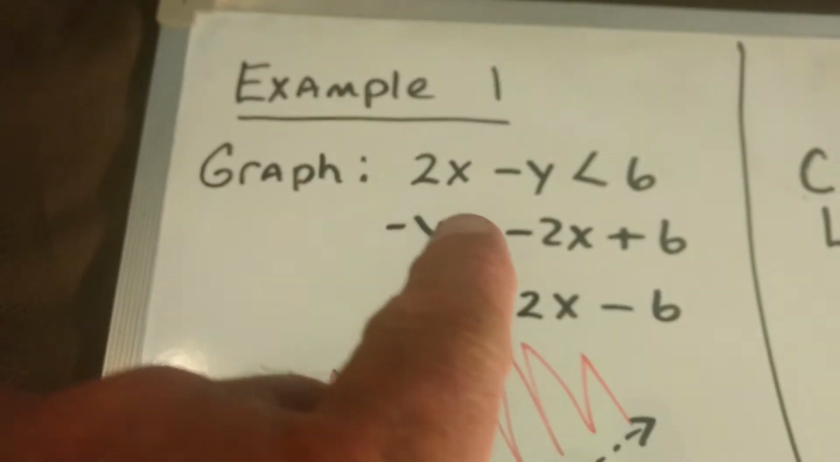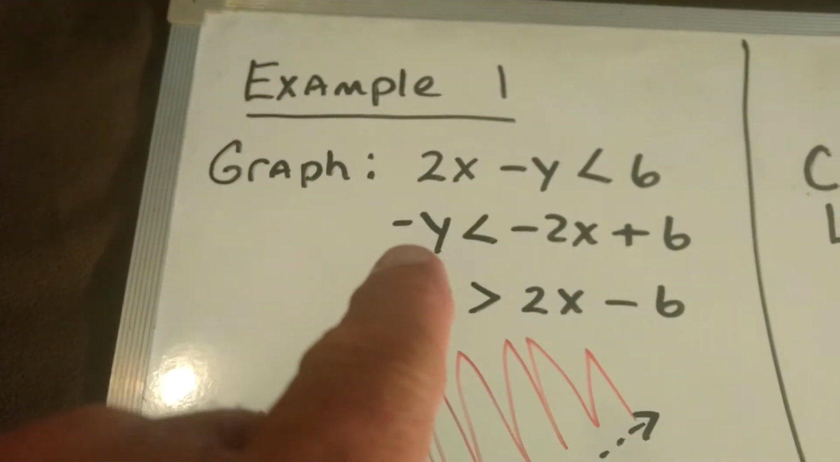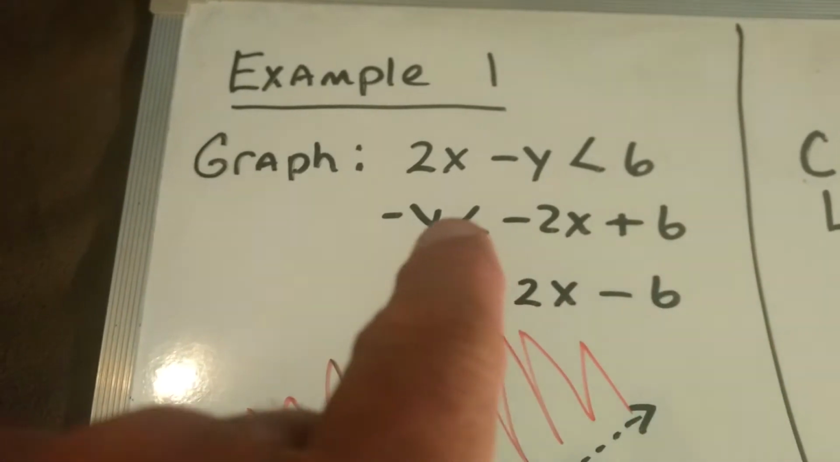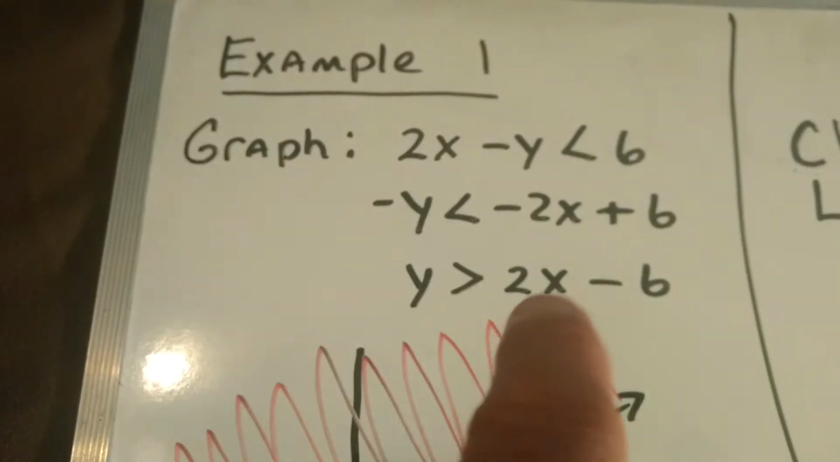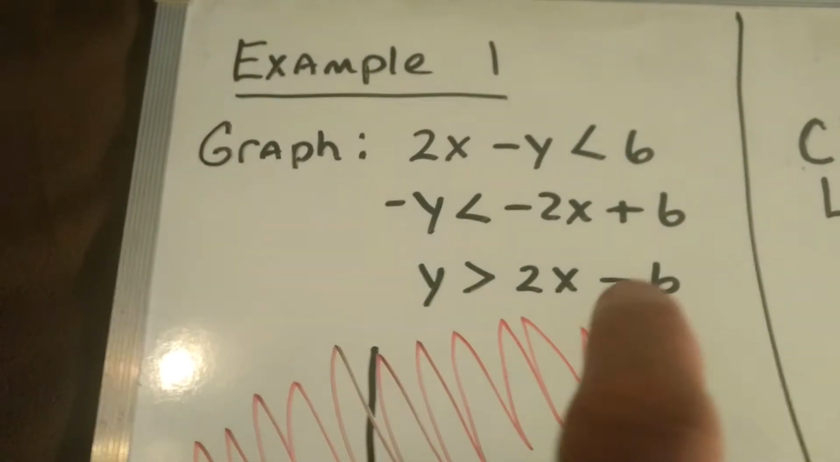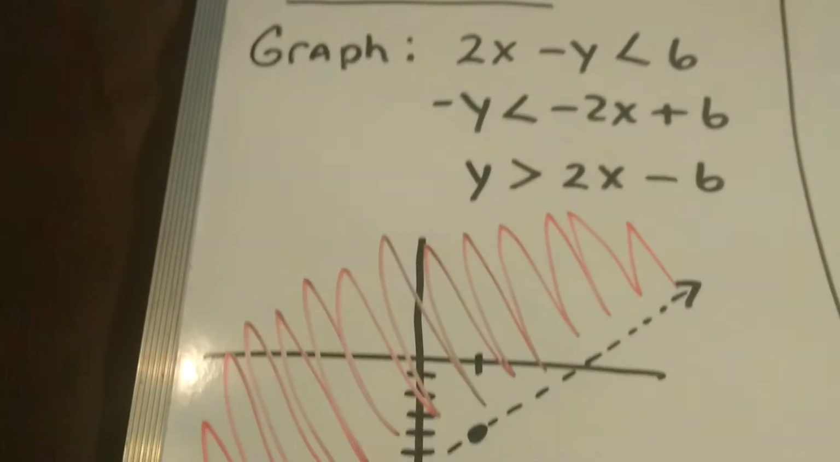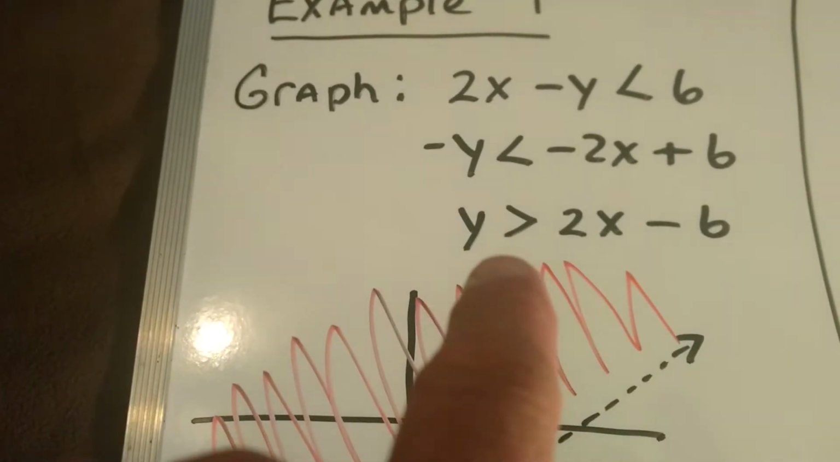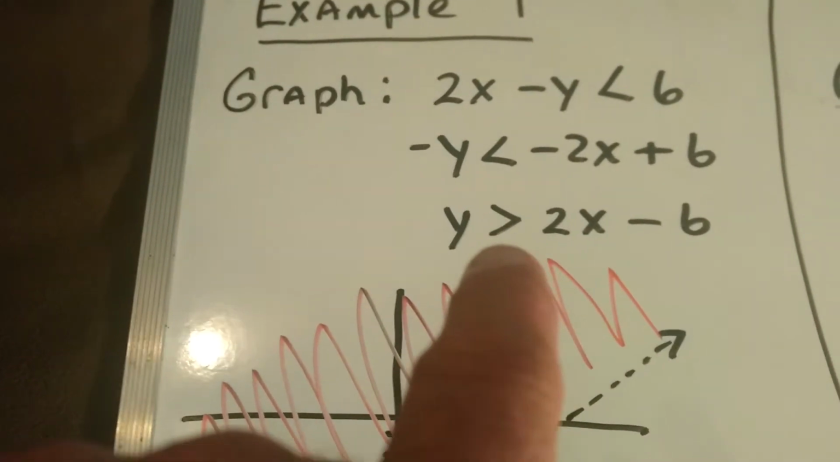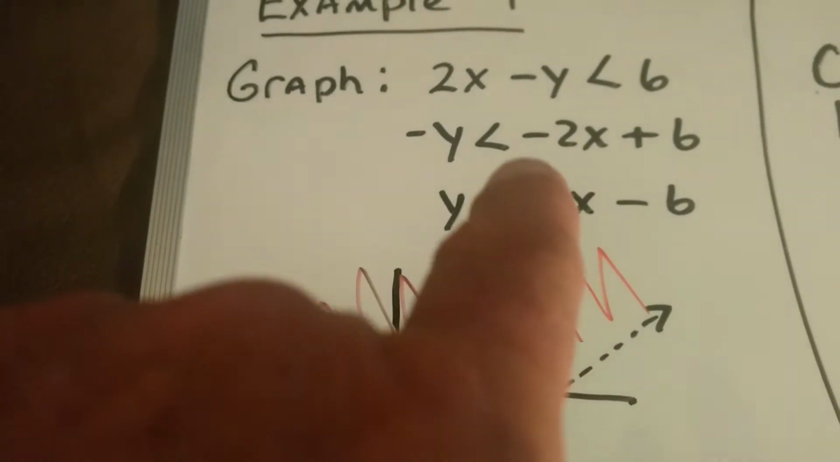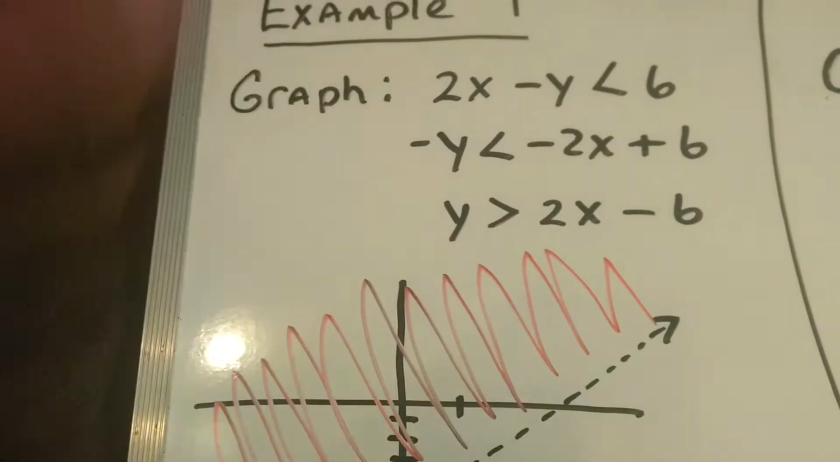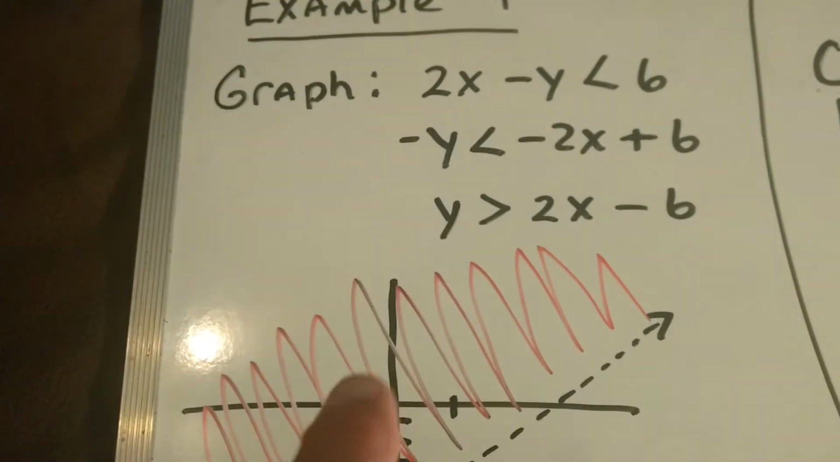So the first thing I do is subtract the 2x over, then multiply through by a -1, which means I have to flip the inequality sign. This becomes positive, this becomes positive, this becomes a minus. Now I'm in slope-intercept form. Remember that because this is just greater than, or if it was just less than, it's a dashed line. If it was less than or equal to or greater than or equal to, it'd be a solid line. Make sure you understand that.